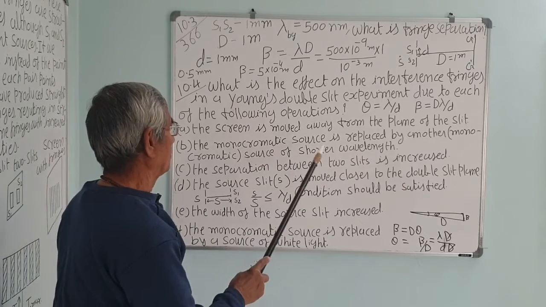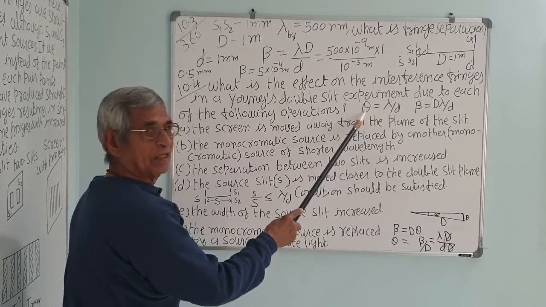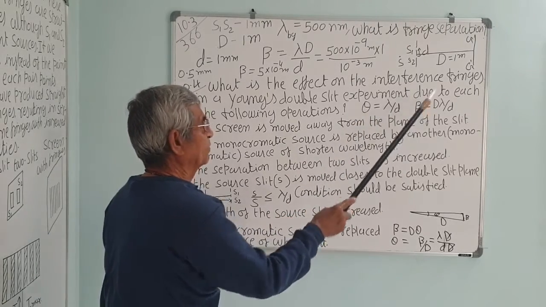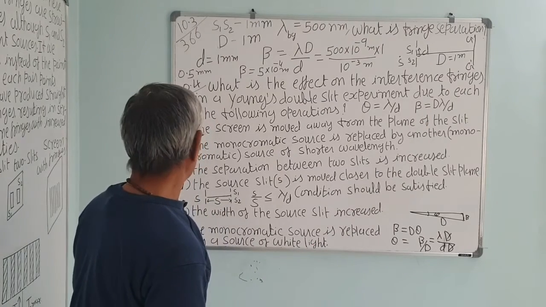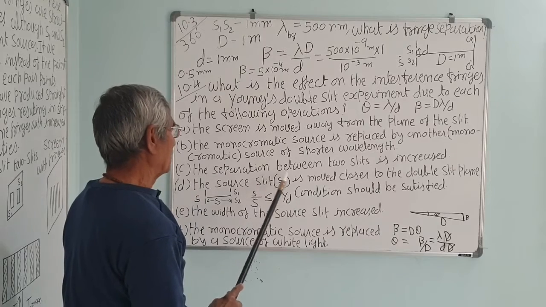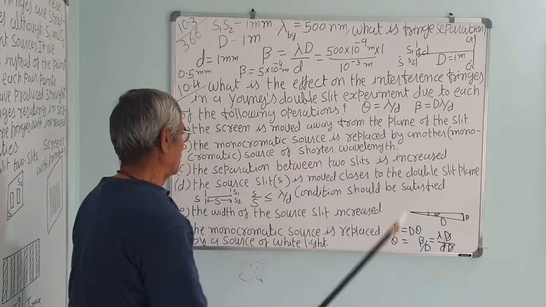So how will it be affected? When lambda decreases, theta will decrease, angular separation will decrease, and the fringe width, or fringe separation, will also decrease. Correct? Next one. The separation between the two slits is increased.